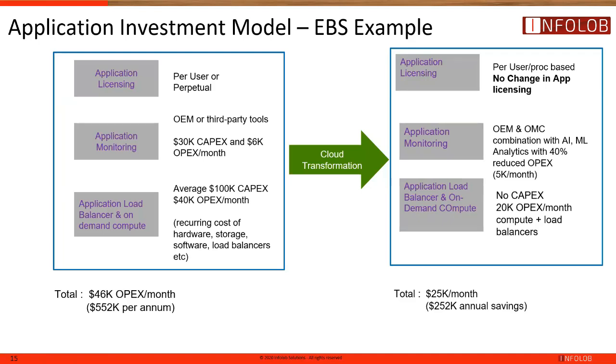And application load balancer will replace your legacy hardware load balancer. So that's again a savings from capex to opex. I typically see about 50% savings when you move, from the application investment model aspect. So it's a great saving. Again, this is going to change customer to customer based on their inventory and usage.